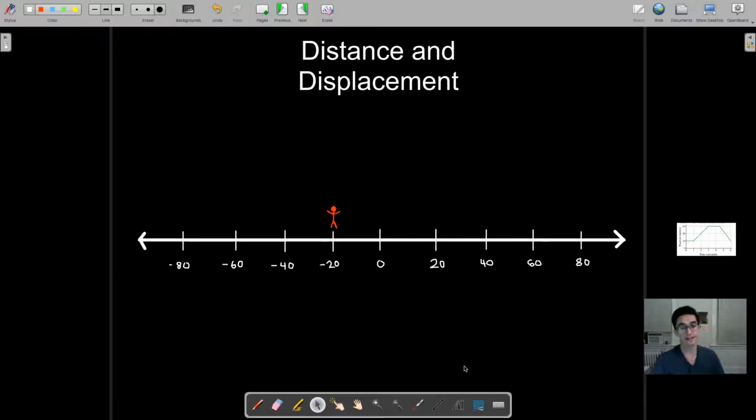Let's start with distance. See if you can figure out what our distance is. Okay, pause the video. And if you said our distance was 60 meters, you would be correct. Our distance is the length of our path traveled, and we know our guy started moving toward the right for 20 meters, and then doubled back another 40 to negative 20, okay? So 20 to the right, then 40 to the left. That ends up being a total distance of 60 meters.